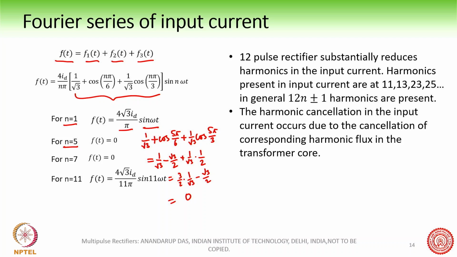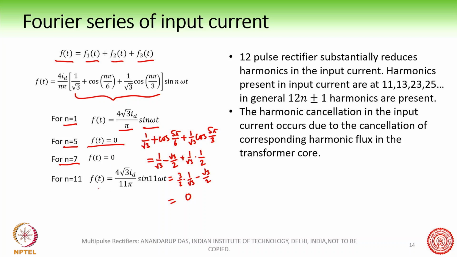Here you can see that when you put these values, if you put n equal to 5, the value will come out to be 0, right? So for the fifth harmonic, the magnitude is equal to 0. Similarly, if you put n equal to 7, you will see that f(t) is equal to 0.